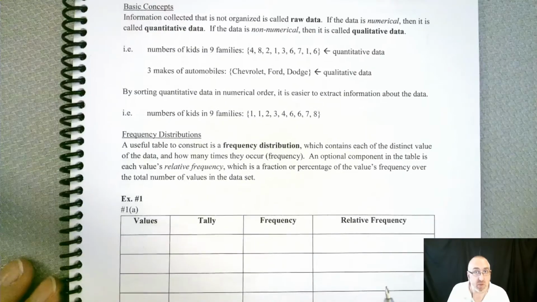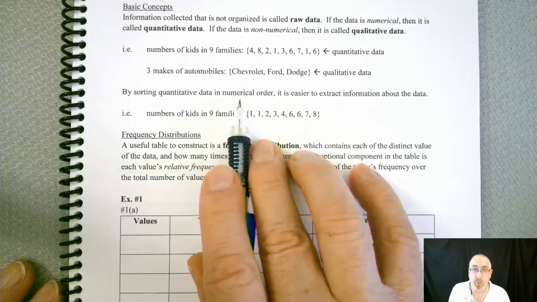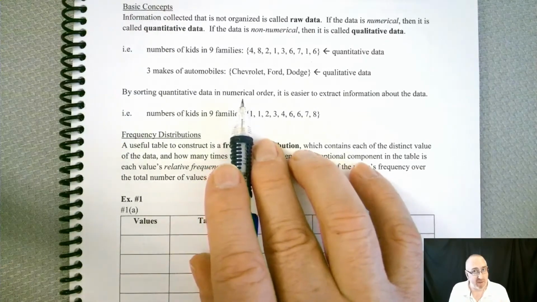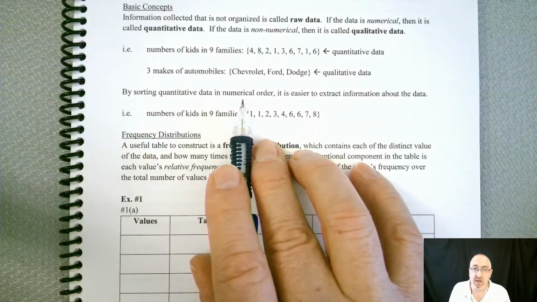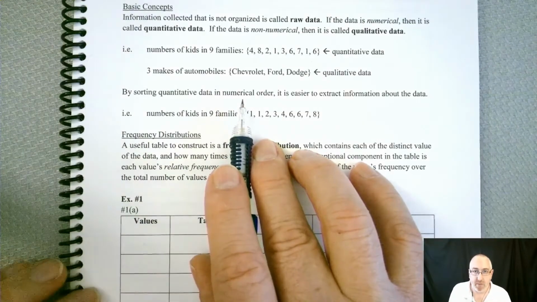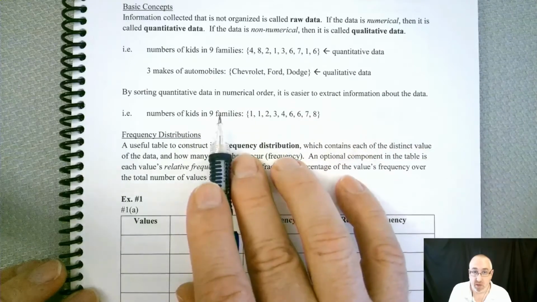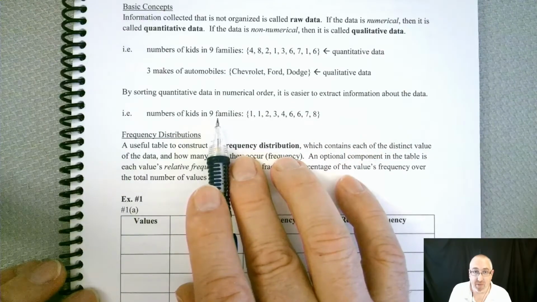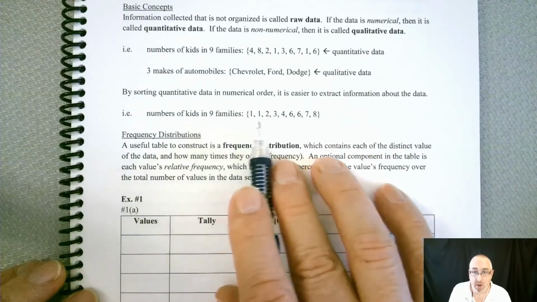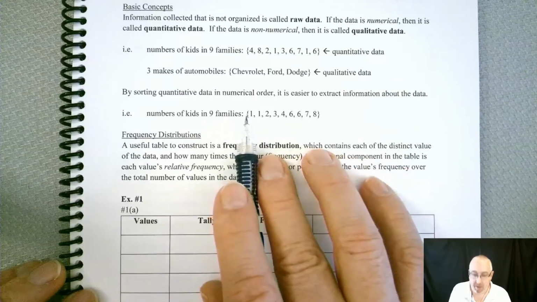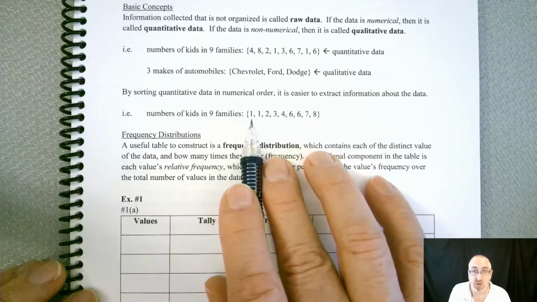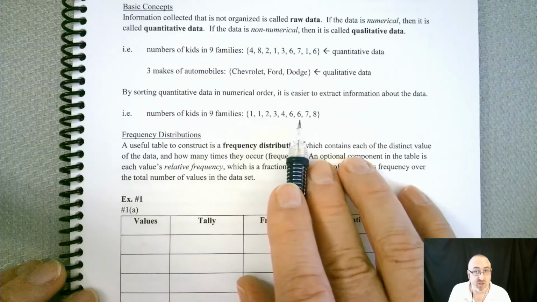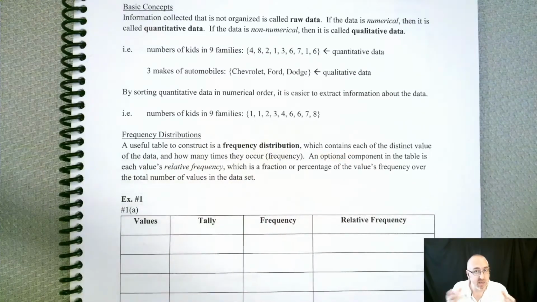One of the first things we can do with that is, of course, put it in numerical order. That just makes it a little bit easier to see and to get information from. So if we took those 9 families with the kids and put them in order, we can see a little bit of a pattern. We have a couple of families with 1 child. We have a couple of families with 6 children. So it's easier to see the overall picture. That's one of the first things we can do.